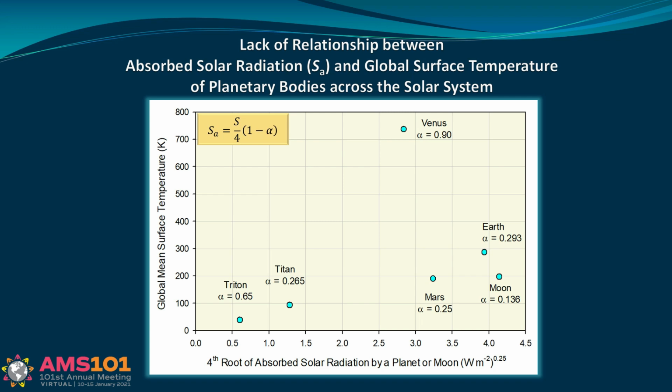Earth absorbs about 54 watts per square meter less shortwave radiation than the Moon because of its reflective cloud cover. Yet Earth is some 90 degrees warmer than the Moon. Hence, observations clearly indicate that the surface temperatures of rocky planets and moons are not meaningfully related to planetary albedos and the amounts of absorbed solar radiation. Is this a violation of the Stefan-Boltzmann law? No, it is not. There are 2 reasons for the observed lack of a relationship between these variables.